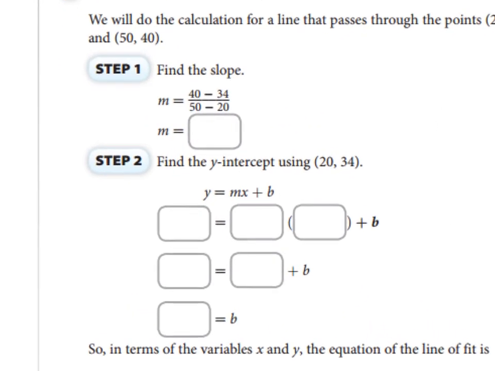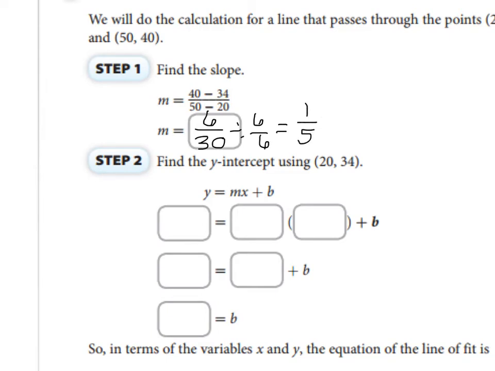So the first thing we have to do is find the slope. So we take our difference in y values and divide it by our difference in x values. Well, 40 minus 34 is 6. 50 minus 20 is 30. And just like when we did slope in chapter 6, we want to always simplify it. We can divide them both by 6. So the slope for this is 1/5.